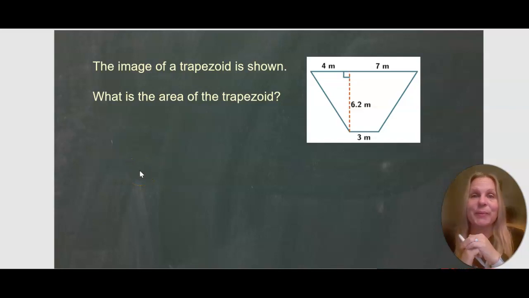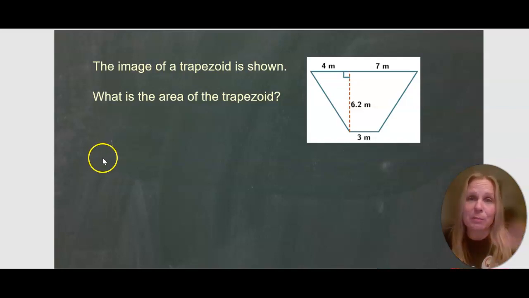We're going to work on some area problems. We're going to do areas of polygons and areas of composite figures, which is when you put together more than one polygon. But before we do that, I want to talk about area because you probably have the formula memorized, right? Area of a rectangle is length times width.